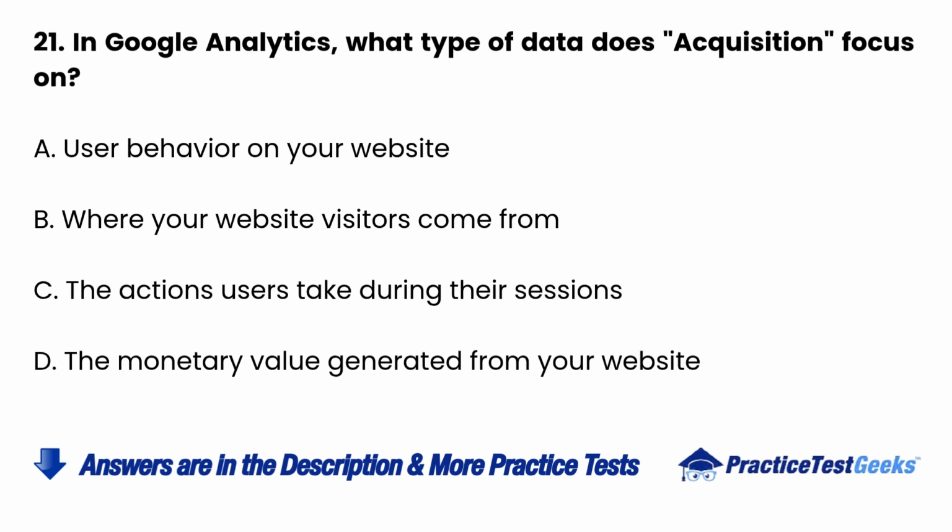21. In Google Analytics, what type of data does acquisition focus on? A. User behavior on your website. B. Where your website visitors come from. C. The actions users take during their sessions. D. The monetary value generated from your website.